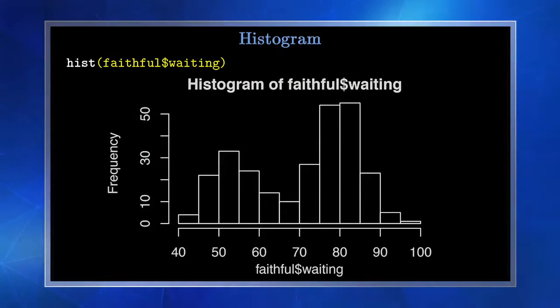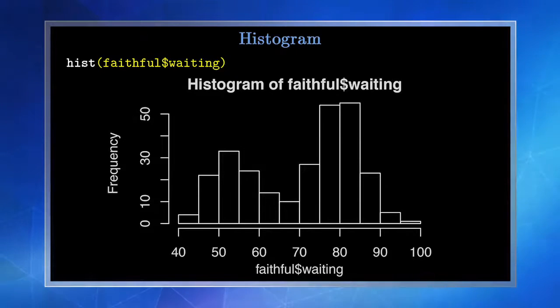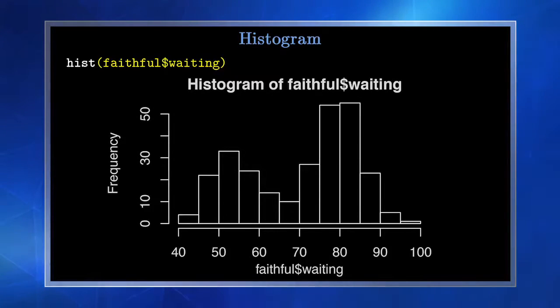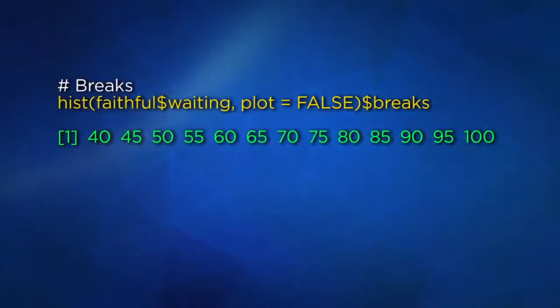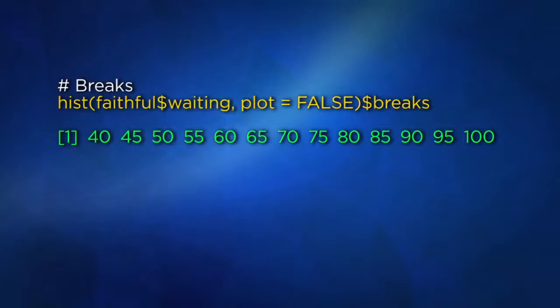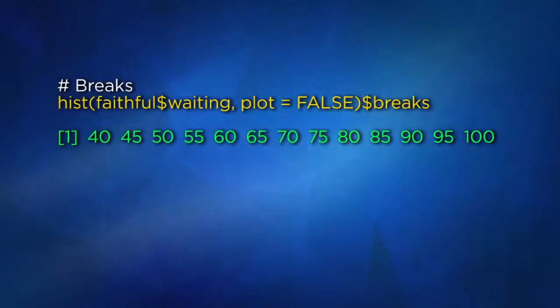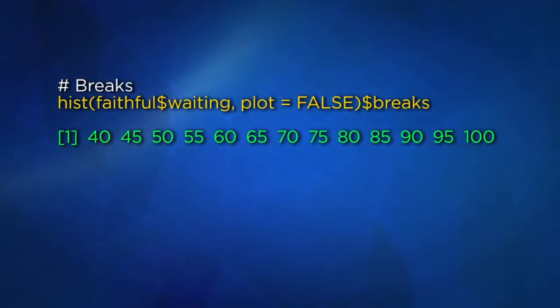So notice our bin size goes from 40 to 45, 45 to 50, and in each of those bins you have the frequency on the y-axis. If we look at our histogram, we can actually see the counts that are used and the bin size, and that comes out when we run the following code. Histogram of faithful waiting, but now plot is equal to false. Notice here, this is telling us where the breaks are. The breaks are at 40, 45, 50, 55, 60, and so on.